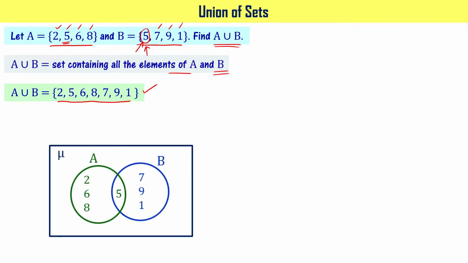Pictorially, it can be shown like this, right? A has got elements 2, 5, 6 and 8, that is shown using green color circle. And B has got elements 5, 7, 9 and 1, that is shown using blue color circle. If you look at this, 5 is common to both the sets. Okay, you understood what kind of help Venn diagrams are giving you.